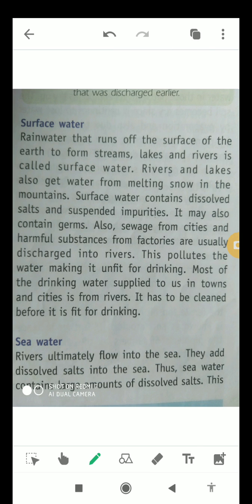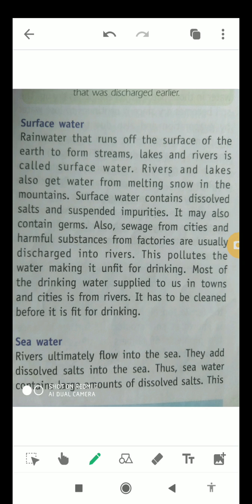Now the next slide. The next type of source of water is surface water. Rainwater that runs off the surface of the earth to form streams, lakes and rivers is called surface water. So the water which flows on the surface is known as surface water. Rivers and lakes also get water from melting snow in the mountains. Surface water contains dissolved salts and suspended impurities. It may also contain germs.